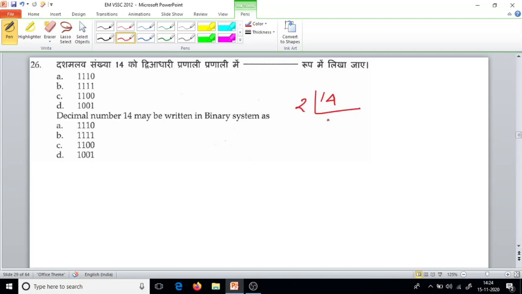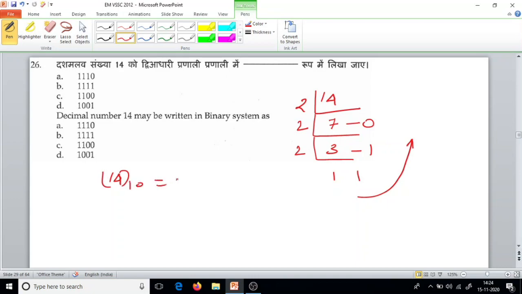So what do you do? We divide by 2. 7 times we will get remainder 0. Again, if you divide by 2, 3 times, remainder equal to 1. Again, if you divide by 2, 1 time and remainder 1. Then we will go from top to bottom. So the answer is 14 to the base 10 equal to 1110 to the base 2. So the answer is option A.